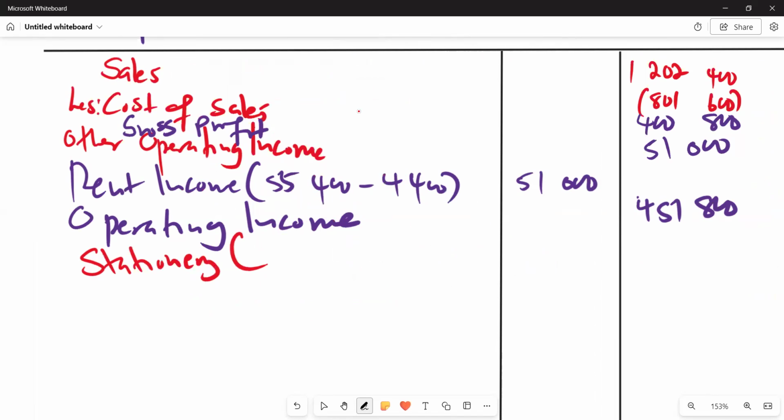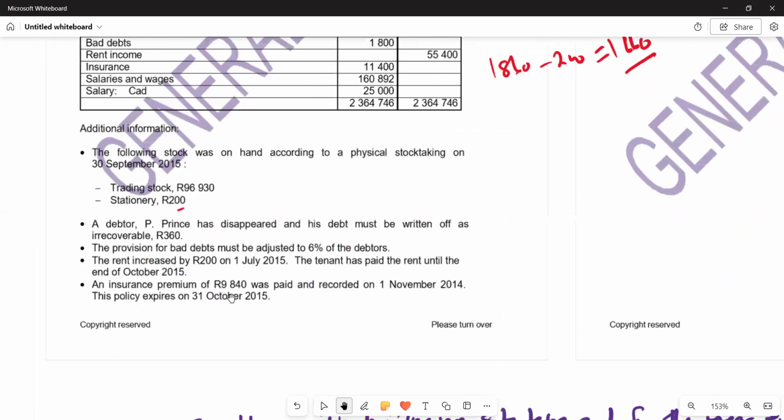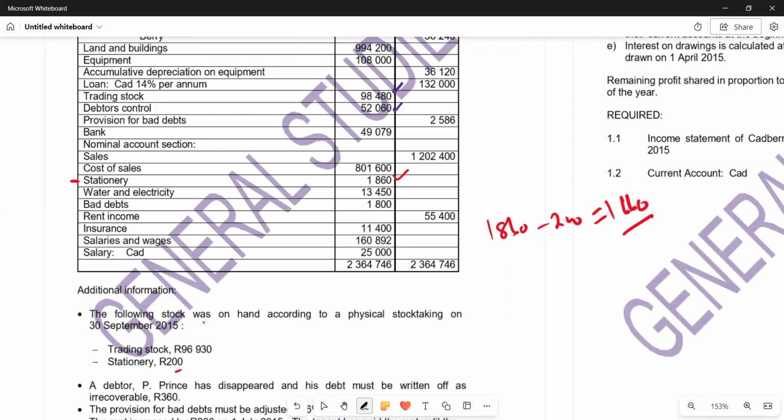So in brackets, we are saying 1,860 minus 200. And then we put in this column 1,660. So we go again to the list of our balances and try to find other expenses that we are having. Beneath that, we've got water and electricity. It's an expense of 13,450.